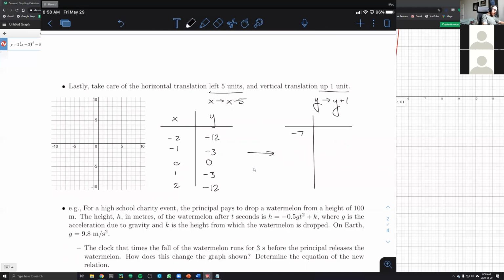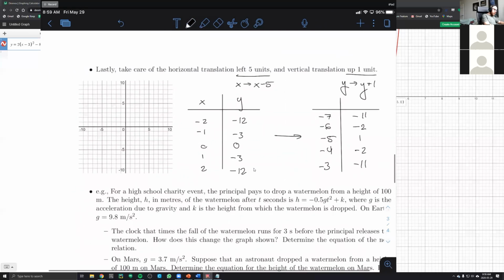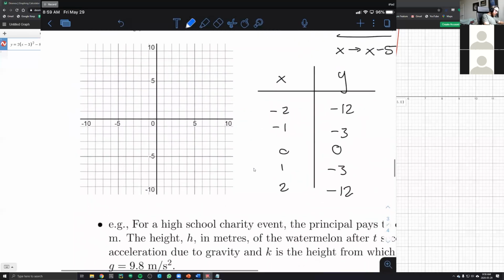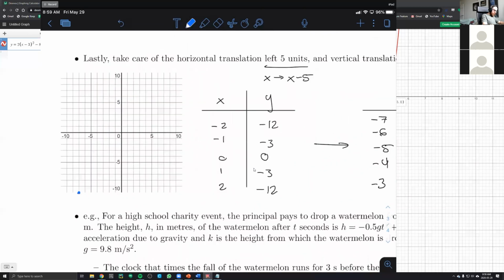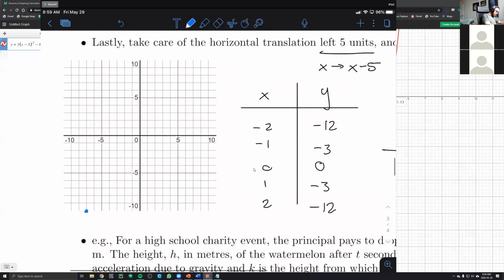So that'll be -7, -6, -5, -4, -3. And the y values, I add 1. So -11, -2, 1, -2, -11. And then I'm free to plot my new set of points here. So let's use blue. So -7 and -11 is right on the border here. -6, -2, -5 and 1, and then we repeat the pattern on the other side. So our parabola is going to look something like this.